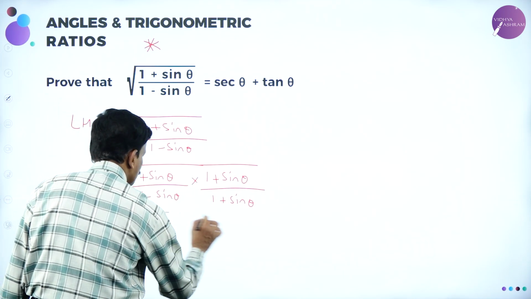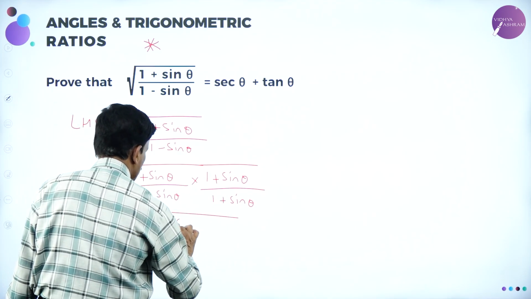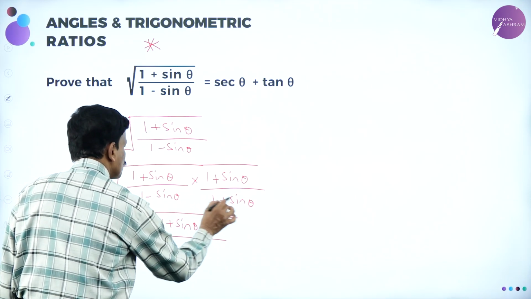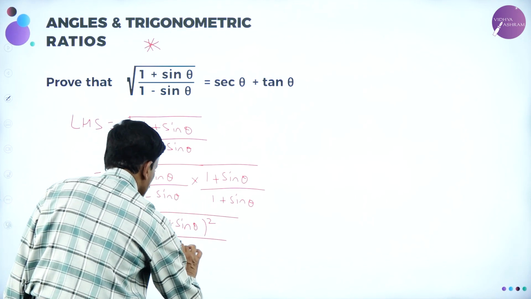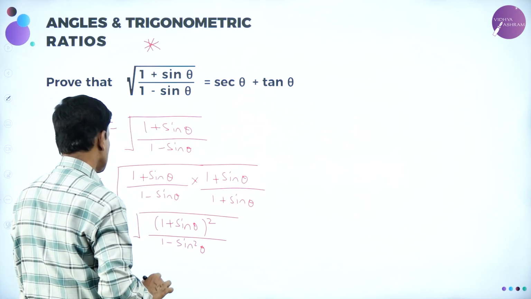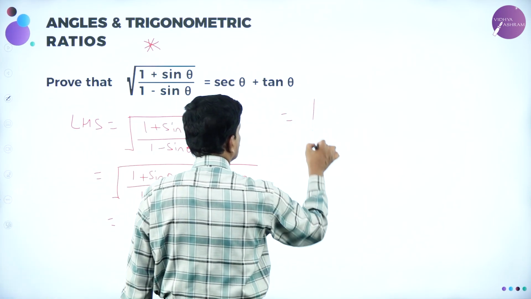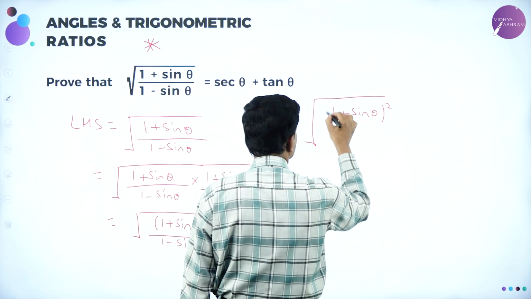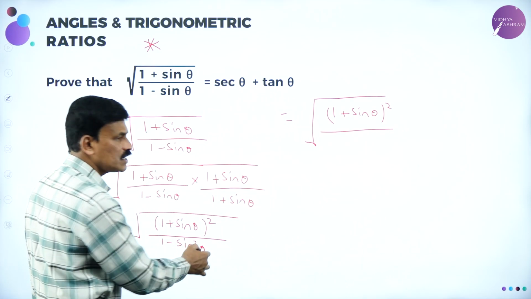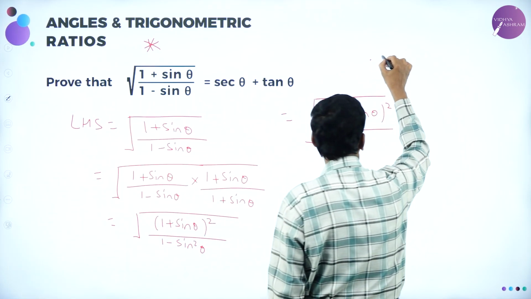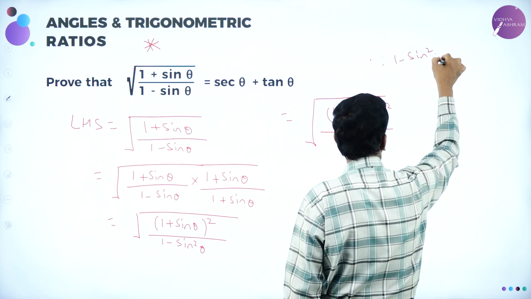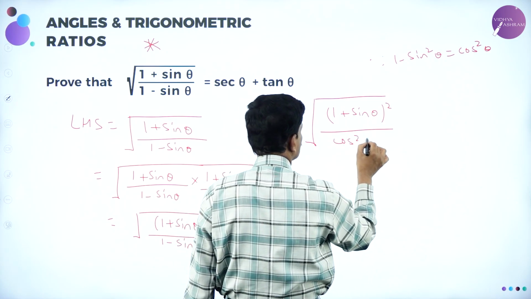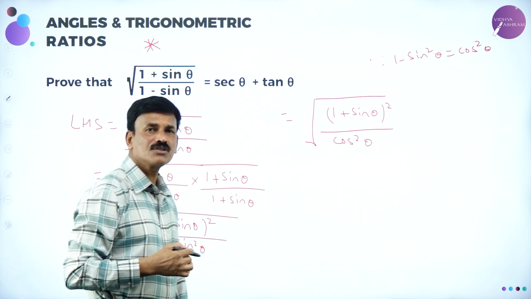So this is equal to the square root of 1 plus sin theta into 1 plus sin theta, which is 1 plus sin theta whole square, divided by 1 into 1 is 1, minus into plus minus, sin into sin is sin square theta, so 1 minus sin square theta. So this can be written as the square root of 1 plus sin theta whole square divided by, what is 1 minus sin square theta? 1 minus sin square theta is equal to cos square theta, right? 1 minus sin square is cos square.